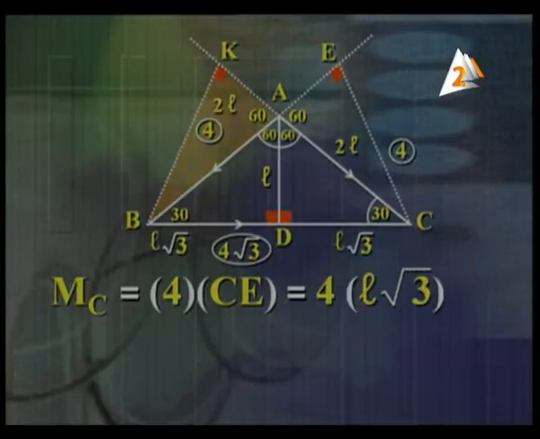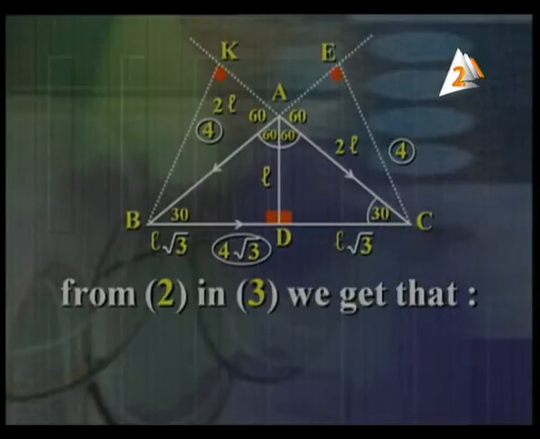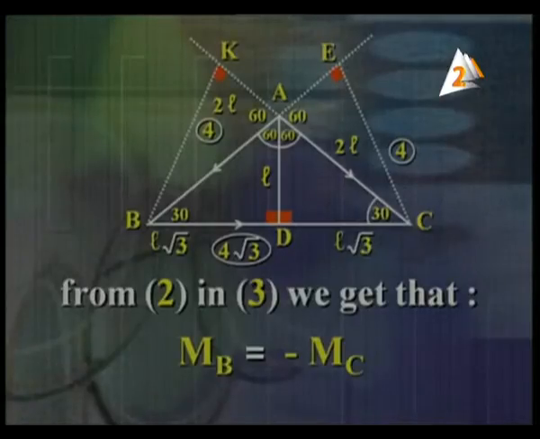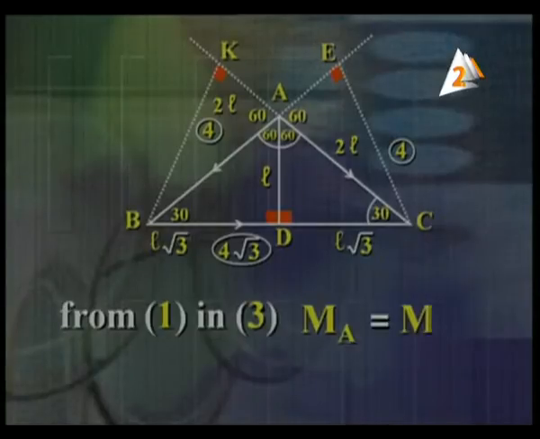Number 3. Now we notice that from equations 2 and 3, MB equals minus MC. So we can say the line of action of the resultant bisects BC. Also from 1 and 3, we get that MA, the moment about A, equals the moment about C. So we say the line of action of the resultant is parallel to AC.